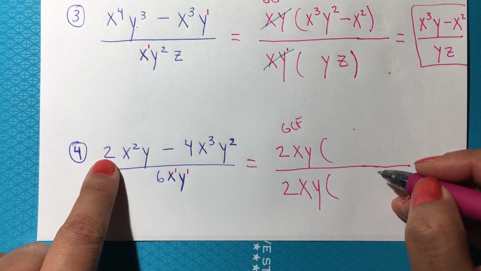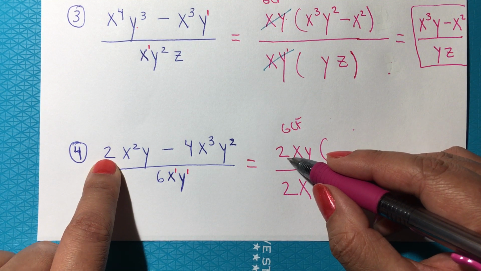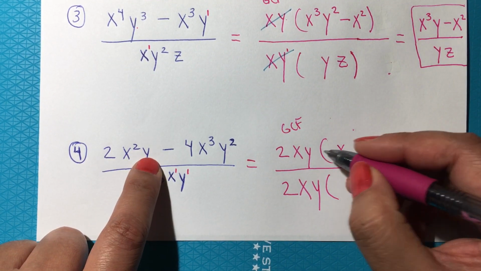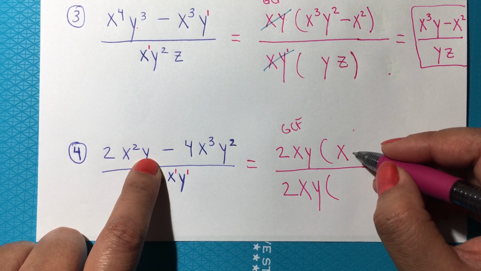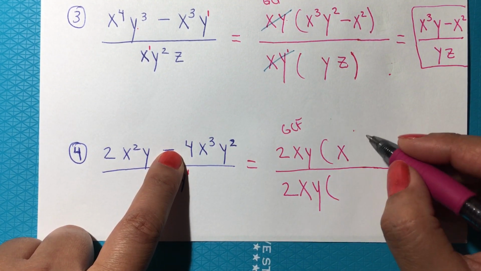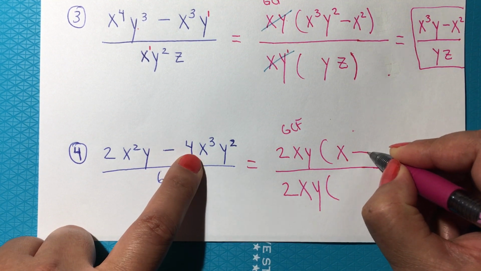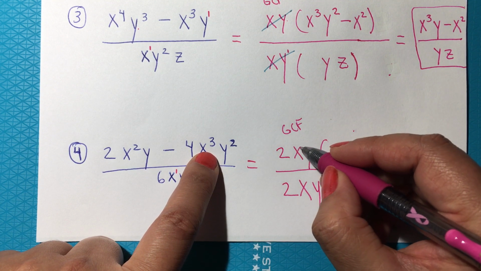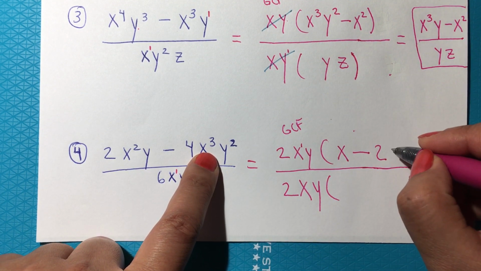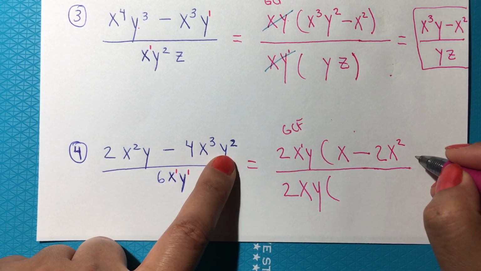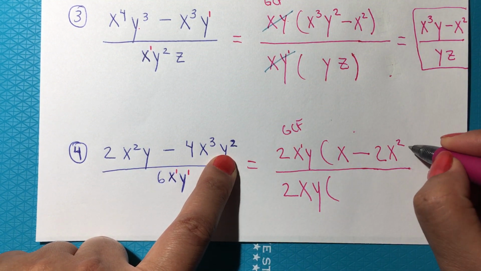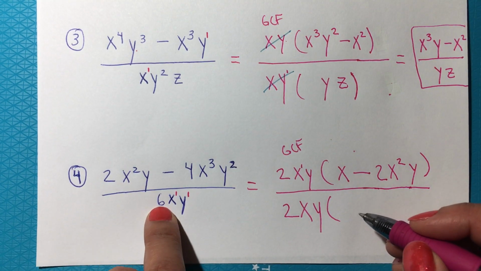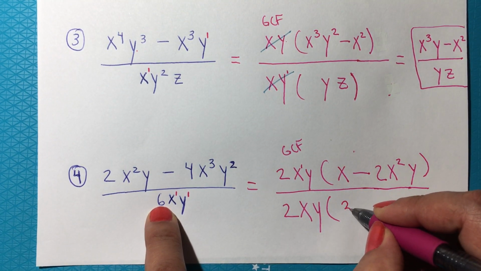Then we start dividing. 2 divided by 2 is 1. We don't need to put it. X squared divided by x is x. Y divided by y is 1 that we don't need to put. For the next term, negative divided by positive is negative. 4 divided by 2 is 2. X cubed divided by x equals x squared. Y squared divided by y is y. And close the parentheses. Down in the denominator, 6 divided by 2 is 3.